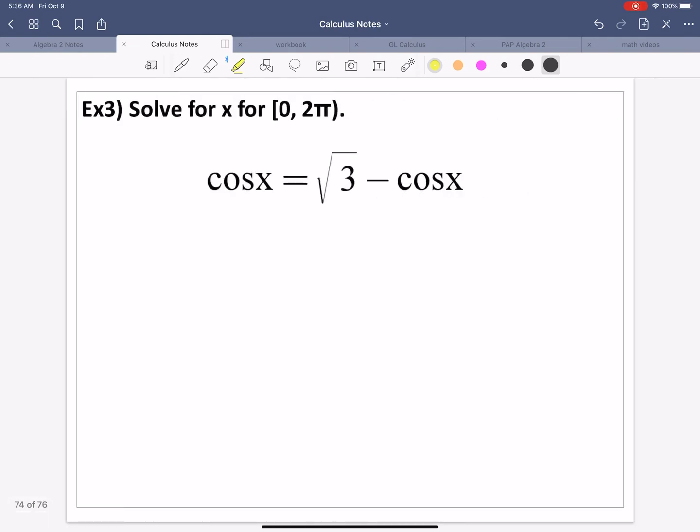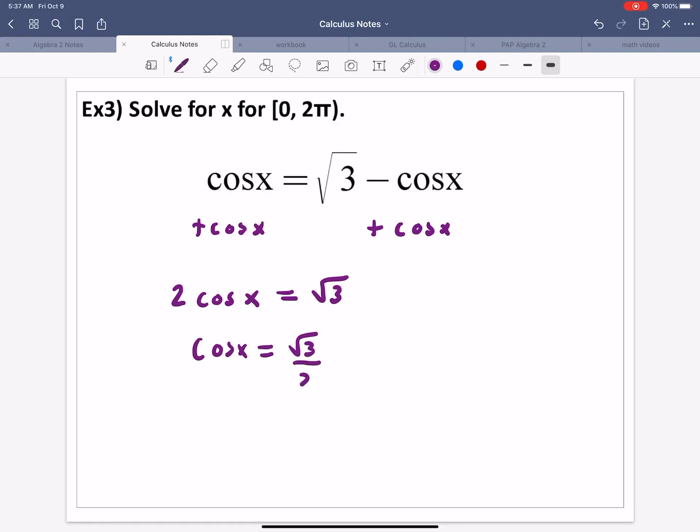Okay? All right, here's another type of problem that you could see. Sometimes you'll see some trig functions that are split. Generally speaking, your goal is going to be to get these trig functions on the same side of the equal sign. So I'm going to add cosine x to both sides. Now, when I do that, you have to really think about the left-hand side. If you have one cosine x plus another cosine x, you now have a total of 2 cosine x. And then we have just root 3 left over on the right-hand side. So if we divide both sides by 2, we get cosine x equals root 3 over 2.